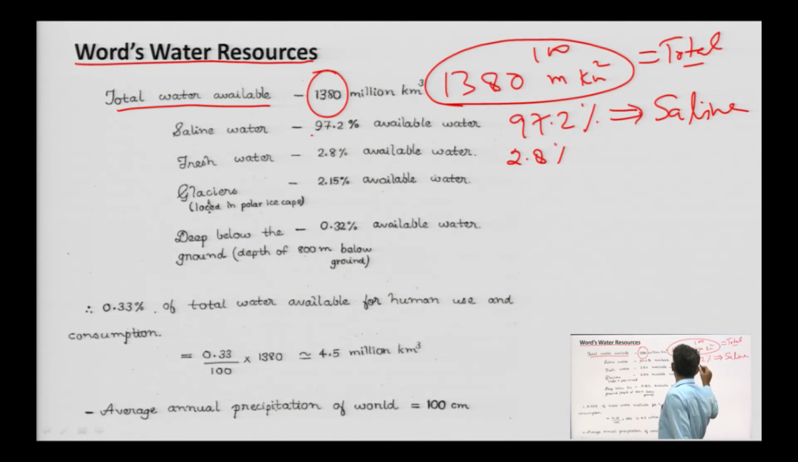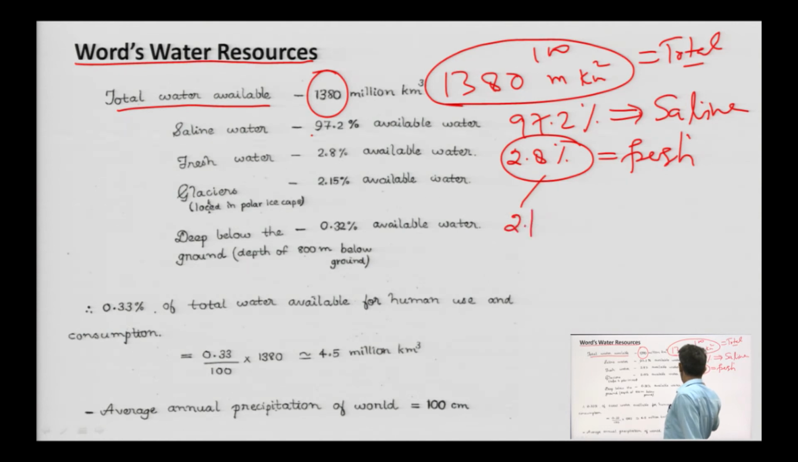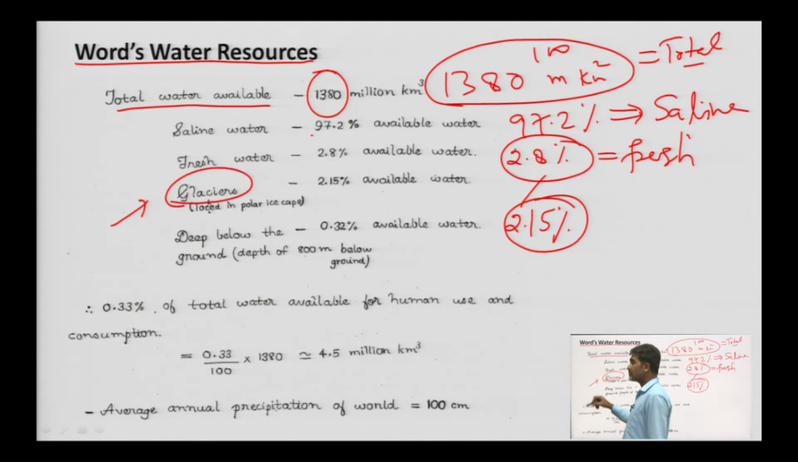Out of this 2.8%, this is actually fresh water. 2.8% of the total water is fresh, but this total fresh water is also not available to us. Out of this, the major part, 2.15%, is stored within the glaciers, in the polar ice caps. So what is the remaining?